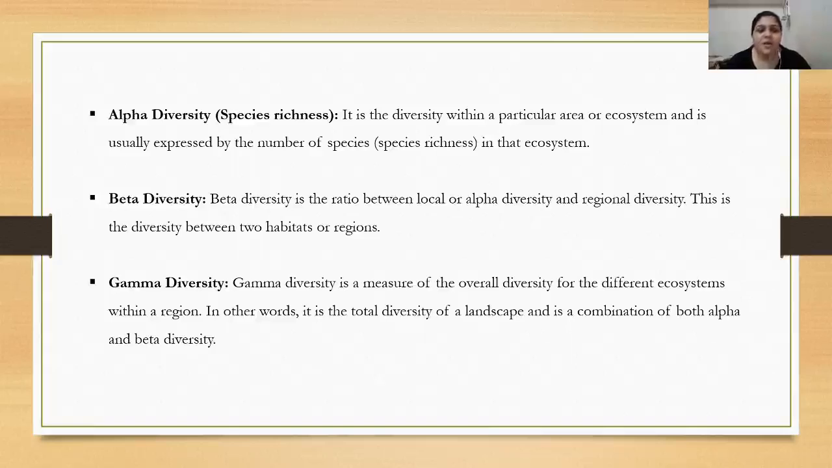Then the beta diversity is the ratio between local or alpha diversity and the regional diversity. Thus it can be said it is the diversity between two habitats or two regions. So for two different regions, the alpha diversity within those regions is compared, and this is called the beta diversity. And lastly, gamma diversity is a measure of the overall diversity for the different ecosystems within a region. So if a region consists of different ecosystems, the overall diversity of that region is called the gamma diversity. In other words, it is the total diversity of a landscape and is a combination of both alpha and beta diversity.